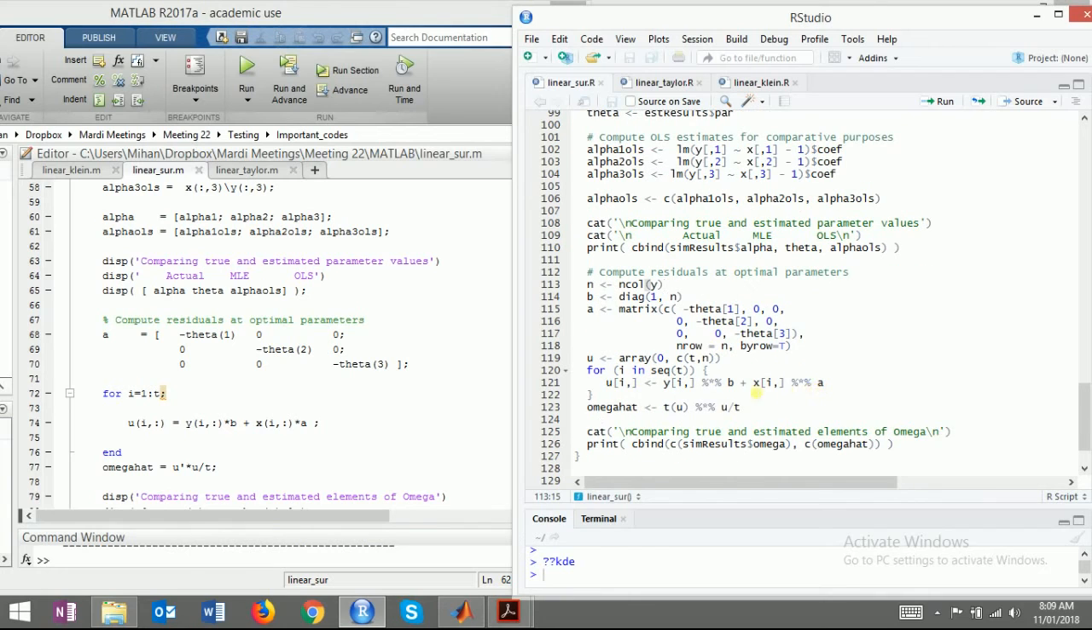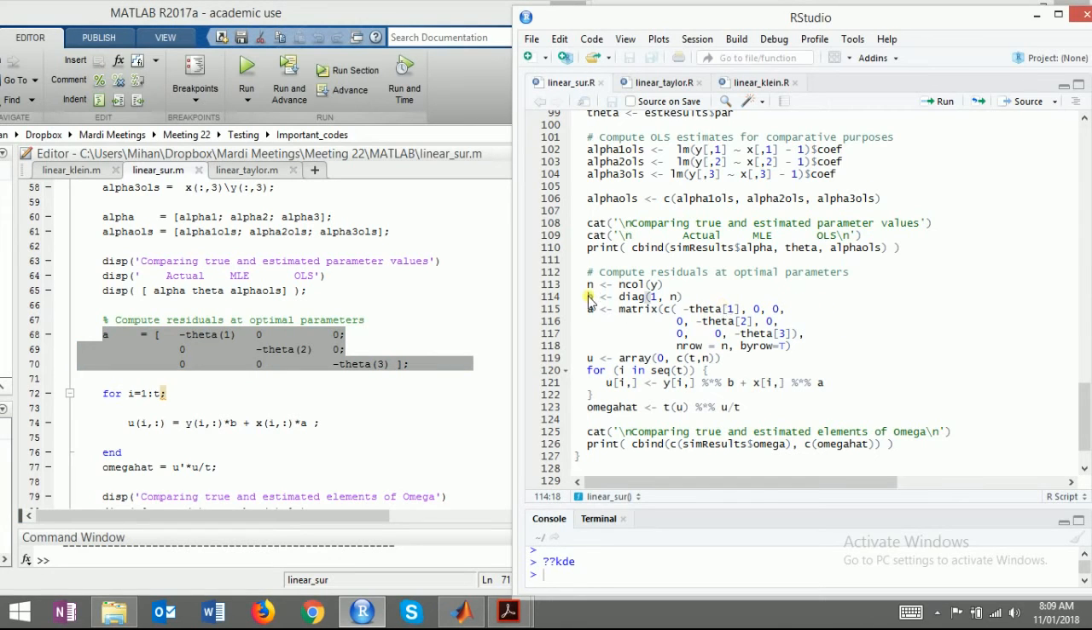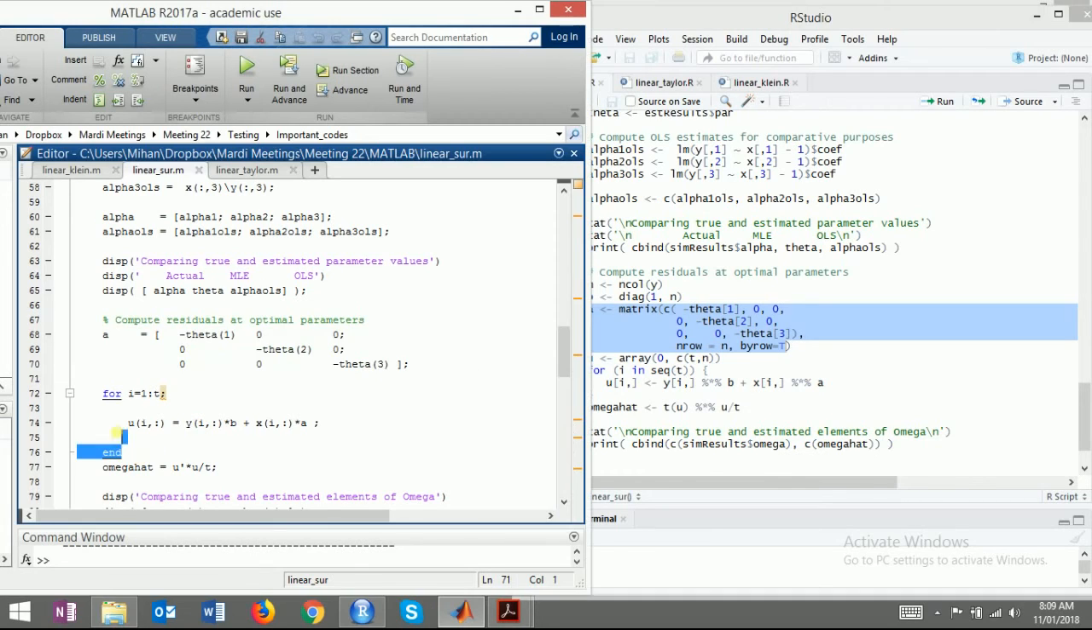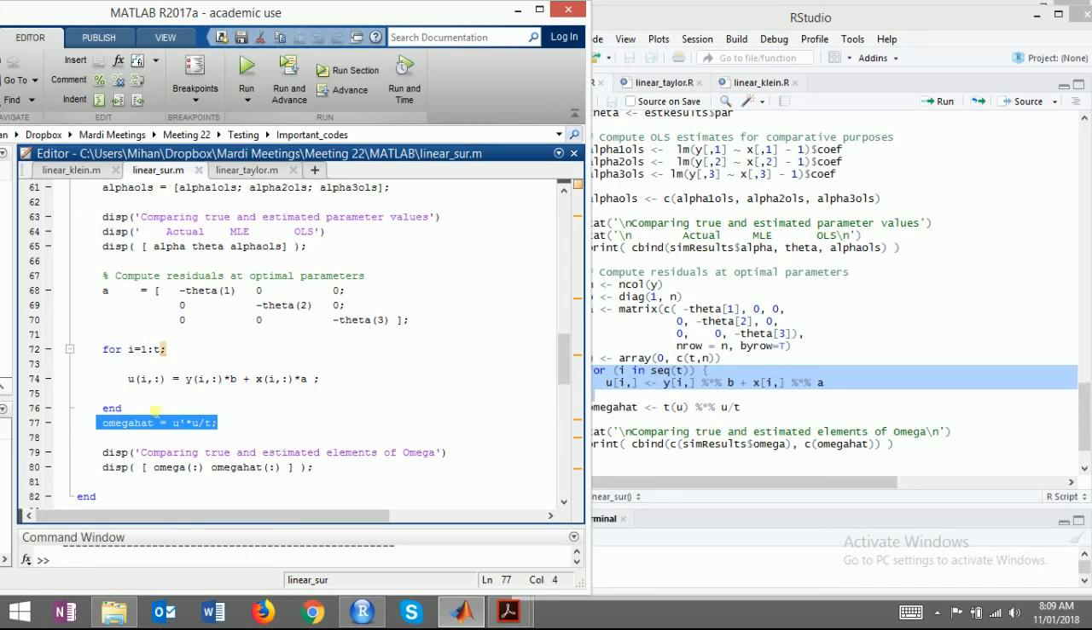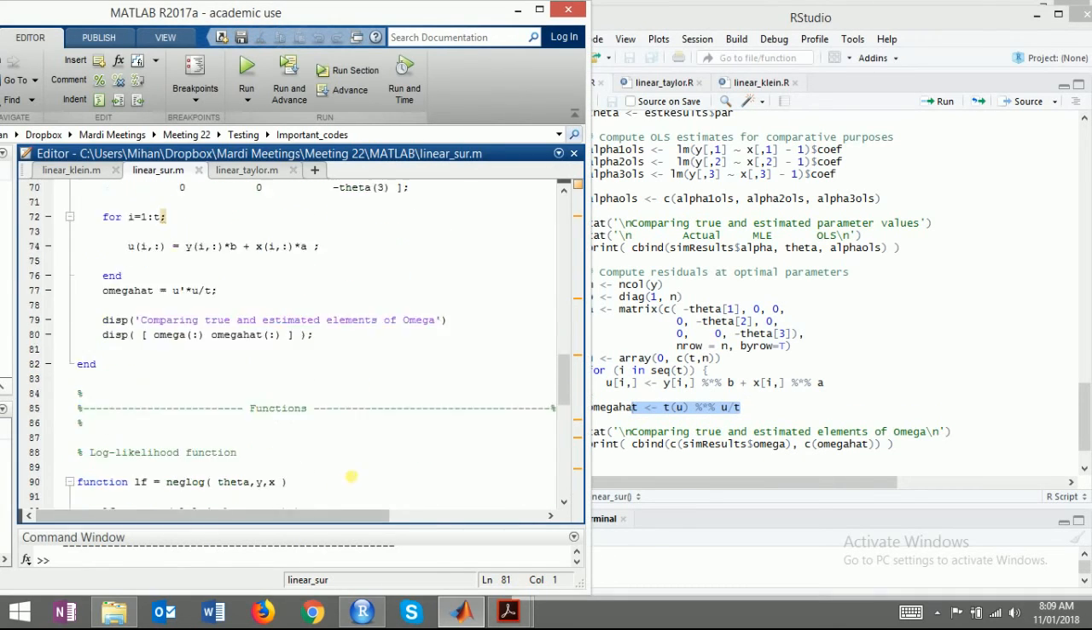Compute residuals at optimal parameters, theta 1, theta 2, theta 3, and compute residuals. So with a loop we are simulating the residual for i equal to 1 to T. Okay, and omega hat. So that is the residual omega hat and omega. Now we are comparing omega hat and omega.